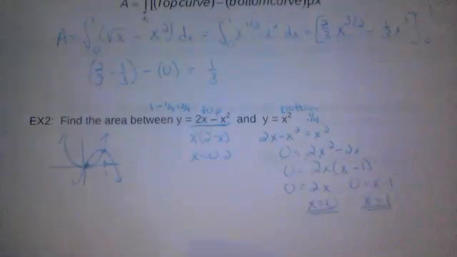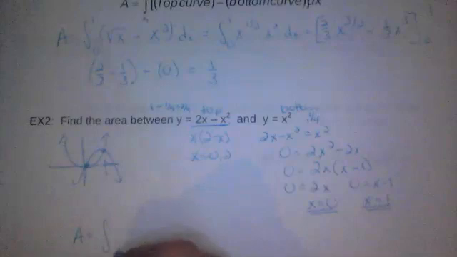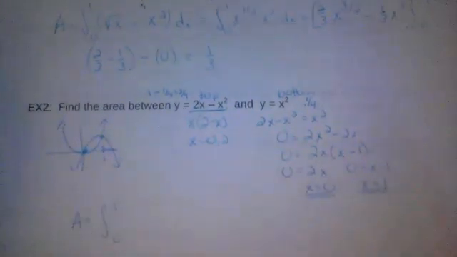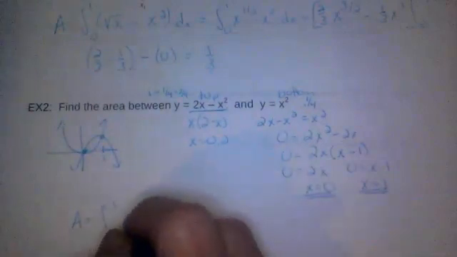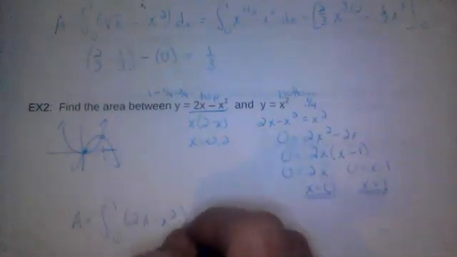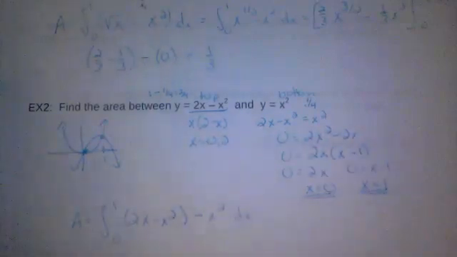So now that we know that, we're going to set up our area function. Our area is the integral from 0 to 1, where they cross, of our top function, 2x minus x squared, minus our bottom function, x squared, with respect to x. So we can put those together and have the integral of 2x minus x squared minus x squared, or 2x minus 2x squared.